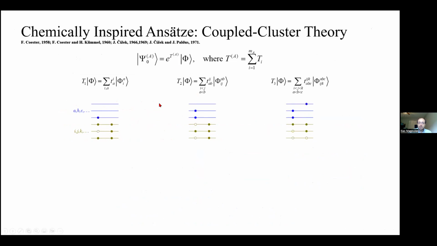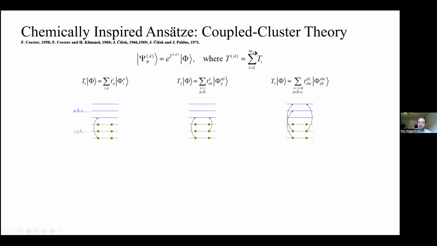In coupled cluster theory, we use the exponential wave function ansatz, where we have e to the T acting on our single reference determinant. T is the cluster operator, and it is expressed in terms of its many-body components here. When T1 acts on the reference, it excites one electron in all possible ways. T2 excites two electrons in all possible ways, T3 three electrons in all possible ways, and so on.